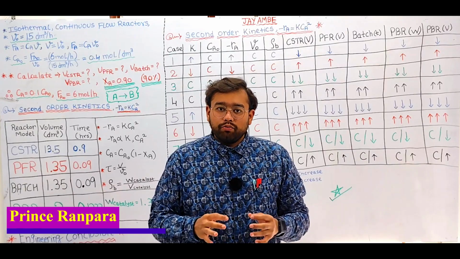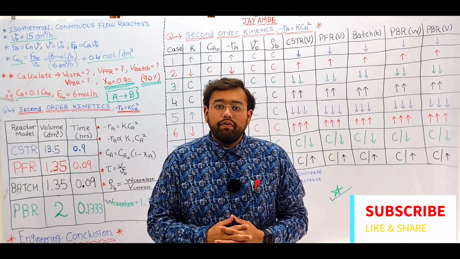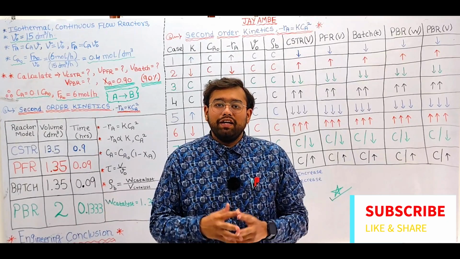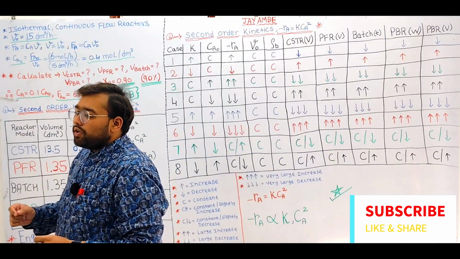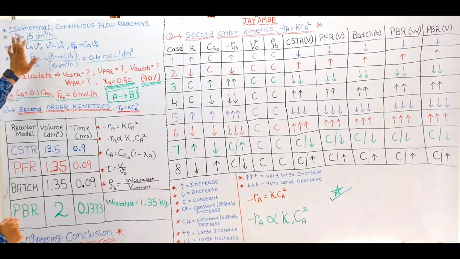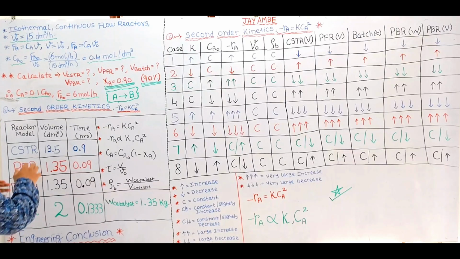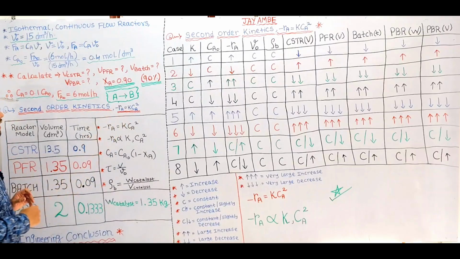So in today's lecture, we are going to conclude the industrial numerical example which follows second order reaction kinetics, right? So let's get started. We are going to understand the engineering conclusions where we have kept all the operating parameters constant. We have used different reactor models like CSTR, PFR, batch, and packed reactor, and the reaction follows second order reaction kinetics with the given rate law -rA = kCA^2.